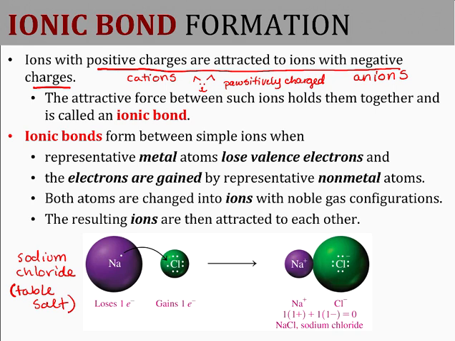So what can happen is sodium can give its electron to chlorine, and you can see that with this arrow here. And eventually, we're going to form a positively charged sodium ion and a negatively charged chlorine ion.